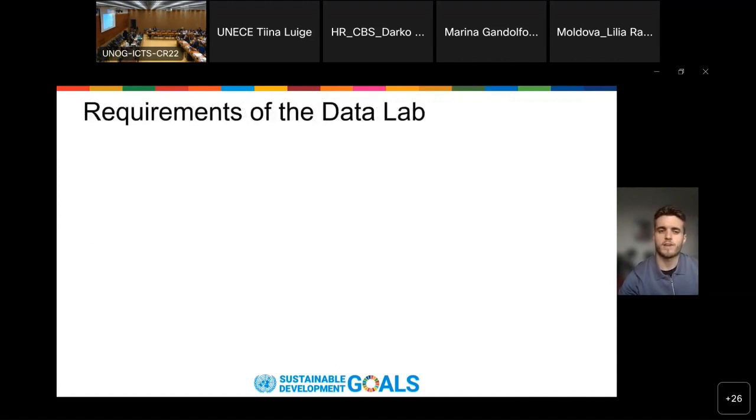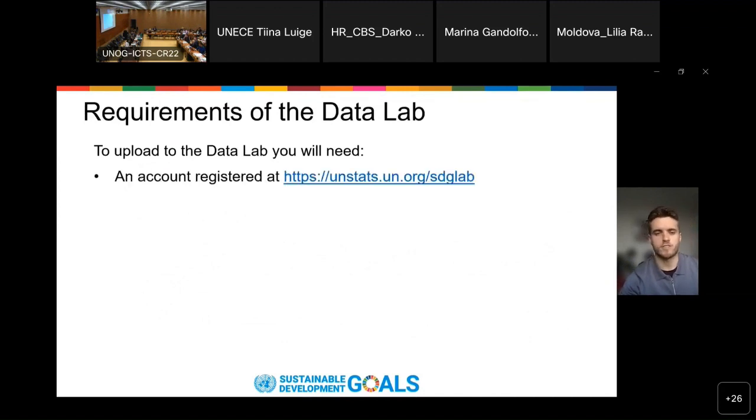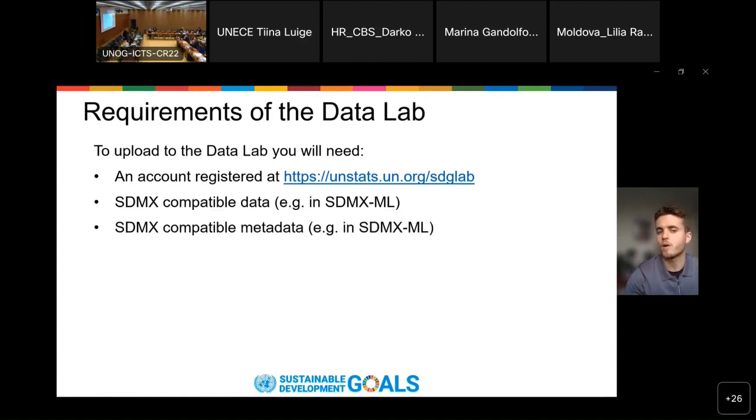Now, I briefly touched upon the use of SDMX, but in terms of requirements of the Data Lab, you'll first need an account registered. This sounds like a formality, and it is an easy process of registering. However, we need to be wary of the amount of users that are currently using the Data Lab. We want it to be open, we want it to be accessible, but we've also got to make sure that we're not conflicting the data too much. I'll touch on this a bit later. The data needs to be SDMX compatible, and likewise with the metadata. So this XML format shown here is typical. And that's kind of it. The actual process is incredibly straightforward, and I'll run through that in a little bit.